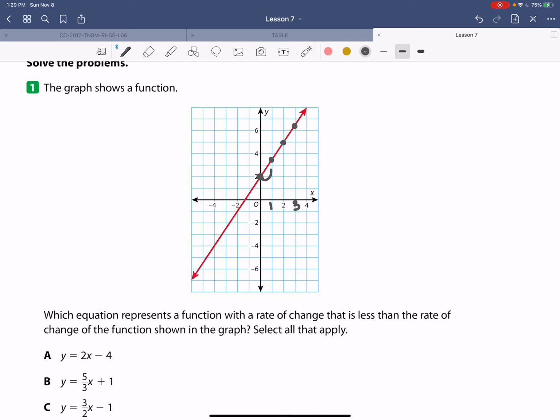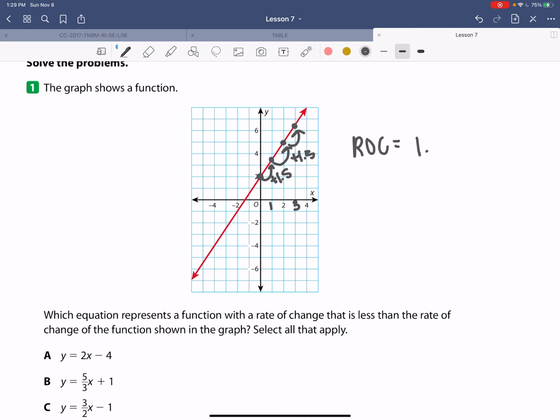So we're going from 2 to 3.5. So that's plus 1.5. And then from 3.5 to 5, that's plus another 1.5, and it's going to keep going in that pattern. So the rate of change for the graph is 1.5. So we're just looking for the one that represents a function with a rate of change that's less than 1.5, because that's what our graph shows. So we're looking for ones that are less than 1.5 here.